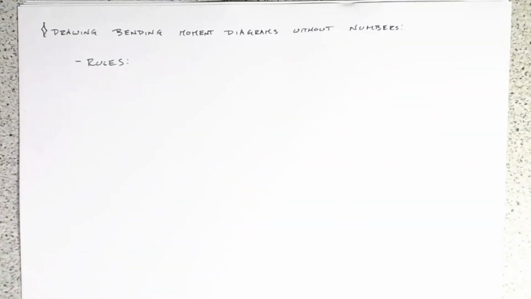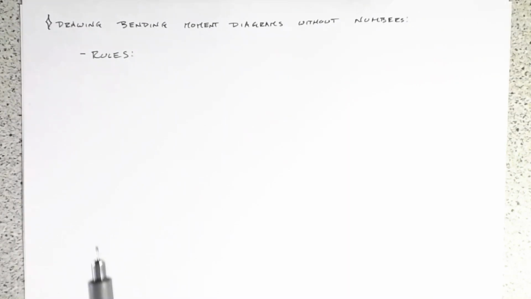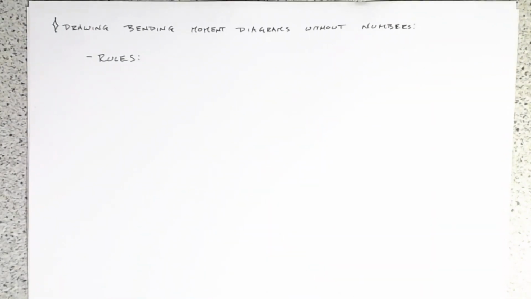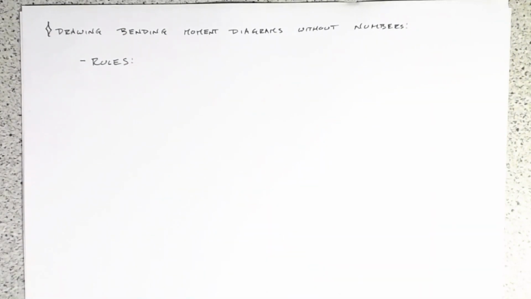This video is going to give you some hints on how to draw bending moment diagrams without numbers. This is really going from a deflected shape to a bending moment diagram. So, just briefly, we'll discuss why. Why would we want to do this?